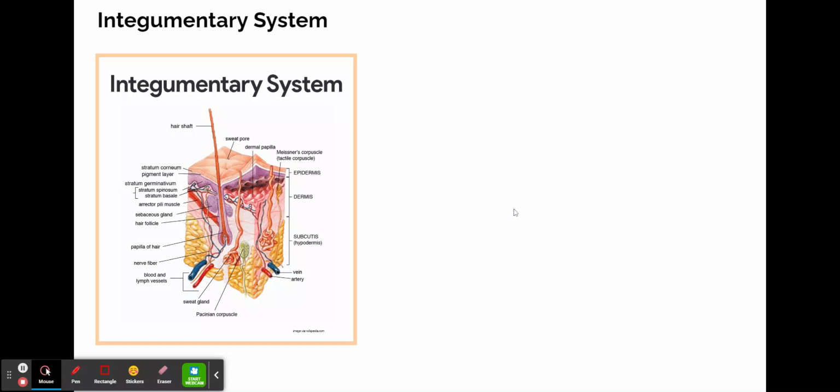Hello, today I'm going to be going over all of the systems you're going to need to know for medical terminology. First off, starting with the integumentary system. So, the integumentary system is the outer body's covering and consists of the skin and its associated structures. So, you can see here how it's the skin and all the associated structures under the skin.